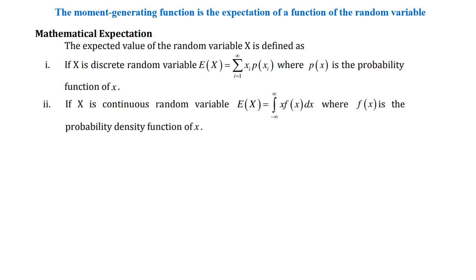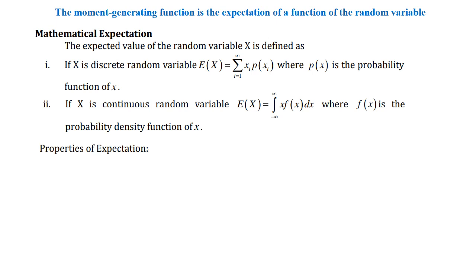The moment generating function is the expectation of a function of the random variable. So the mathematical expectation is nothing but the expected value of a random variable x, defined such that if x is a discrete random variable, then E of x is equal to the summation from i equal to 1 to infinity of xi p of xi, where p of x is the probability function of x. And if x is a continuous random variable, then E of x is equal to the integral from minus infinity to infinity of x f of x dx, where f of x is the probability density function of x.